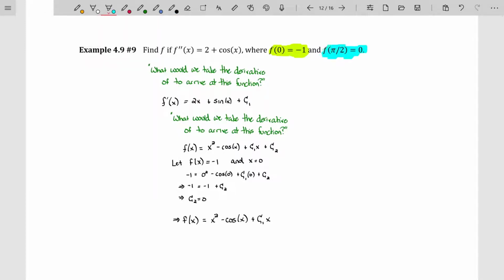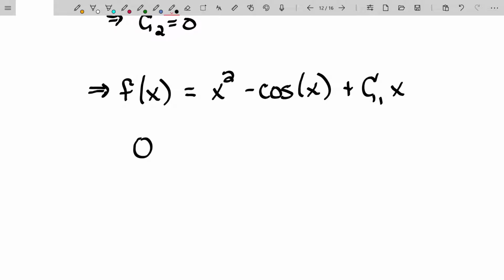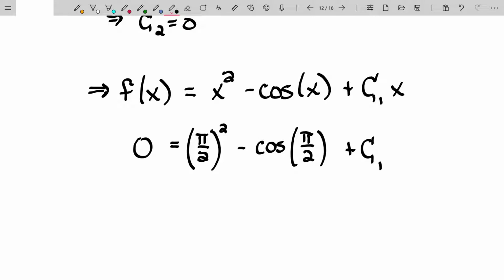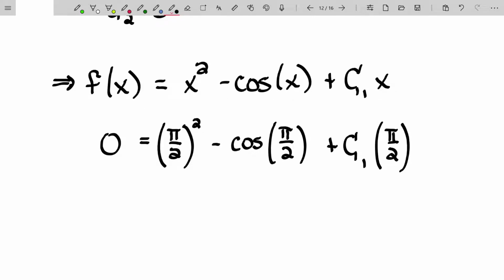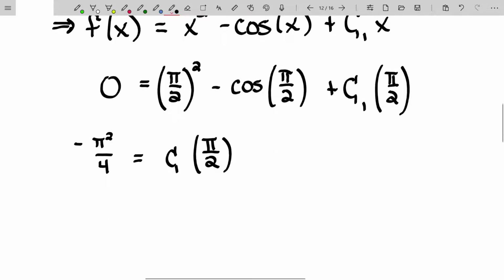F at pi over 2 should be 0. So I'll let the output be 0 and let the input be pi over 2, minus the cosine of pi over 2, which we know is going to be 0, plus c sub 1 times pi over 2. Let's see, subtracting pi over 2 squared. Actually, we could probably square that. Well, I'll just subtract it from both sides. That's subtracting pi squared over 4 from both sides. You get negative. Cosine of pi over 2 is 0, so you get c sub 1 times pi over 2. Multiply both sides by 2, and divide both sides by pi.